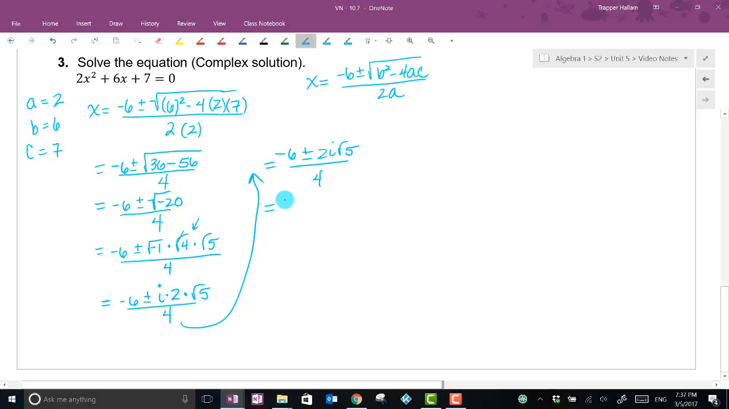So 6 and 4 are reducible, so that's going to turn into negative 3 plus or minus, and so basically we're dividing a 2 out of each of these terms. So this 2 is going to go away. It's going to turn to an i, square root of 5, and then we're also going to divide a 2 out of the 4, which is going to go to 2. So it's easier sometimes to do the reduction before we separate them. So our separate answers are negative 3 plus i square root of 5 over 2, and negative 3 minus i square root of 5 over 2.